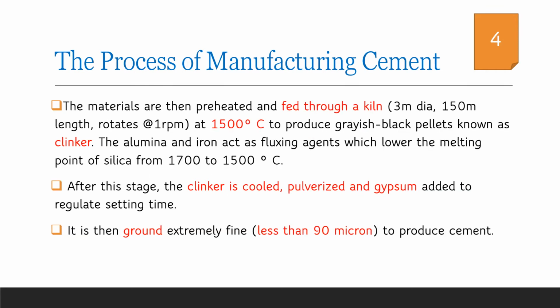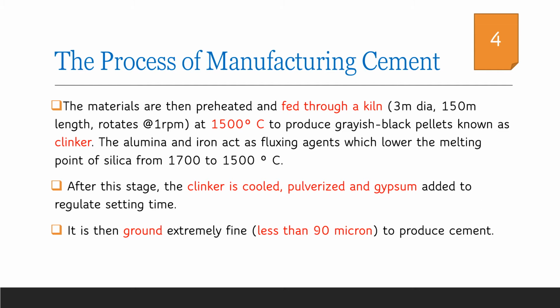Now let us discuss the process of manufacturing of cement in detail. All the ingredients are preheated and fed through a kiln at 1500 degrees Celsius. A kiln is a massive structure with a 3-meter diameter and 150-meter length. It will be rotating at a speed of 1 revolution per minute. It produces a grayish-black pellet known as clinker.